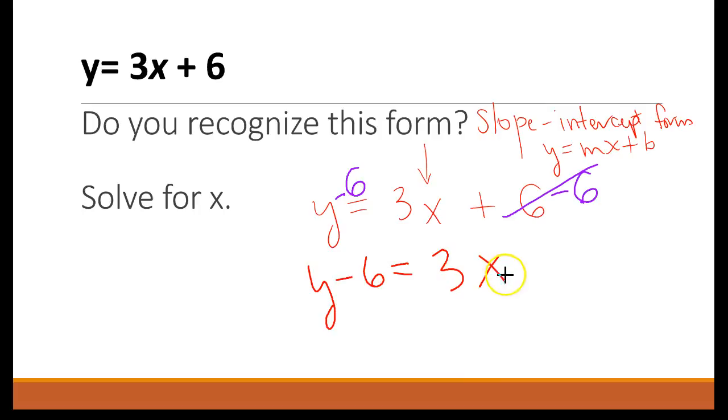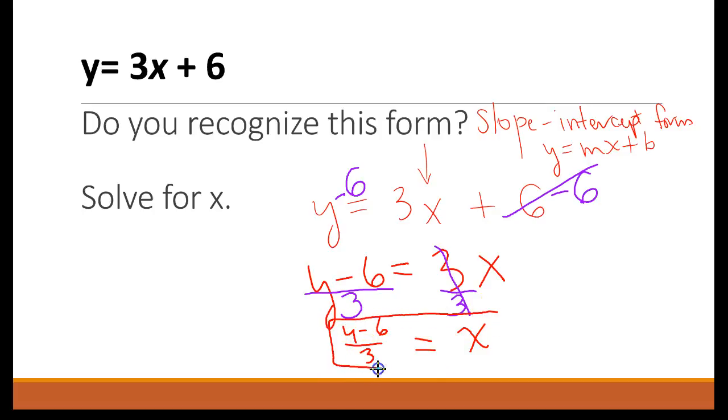Now since that's 3 times x, or multiplication, we're going to do the inverse operation, which is division. So we're going to divide by 3. And you have to divide everything by 3. 3 over 3, of course, is 1. Most people say cancels out. So our x equals y minus 6 over 3. Of course, you can write this another way, but this is good for now.